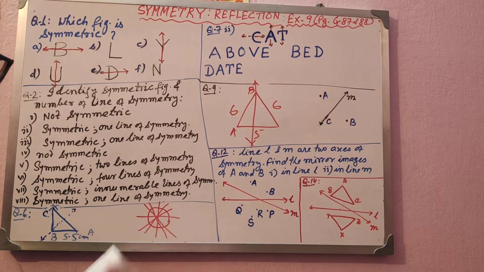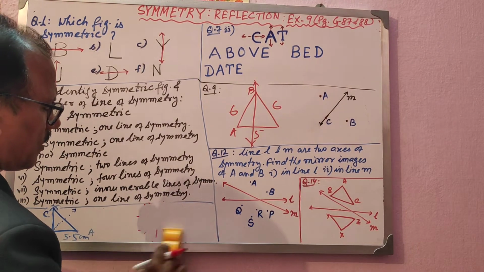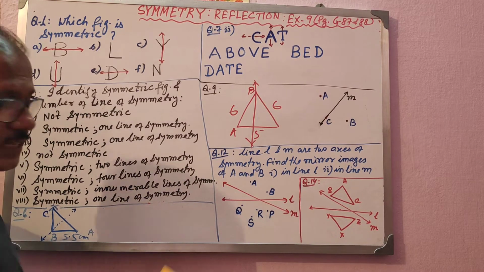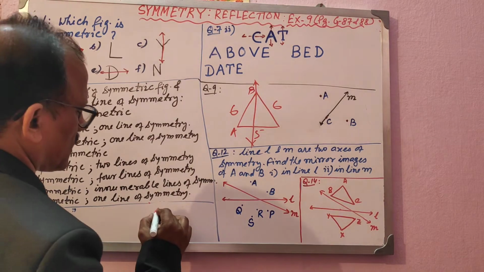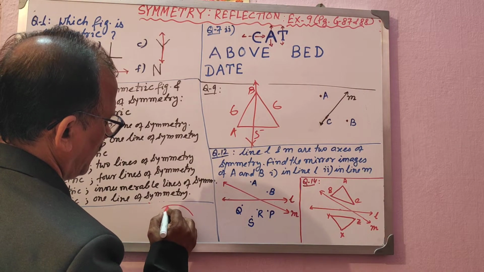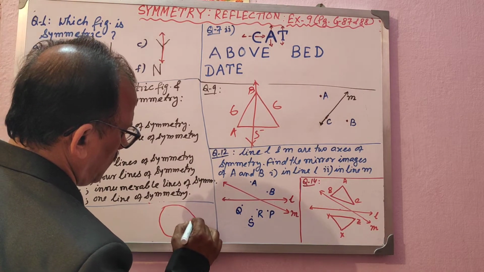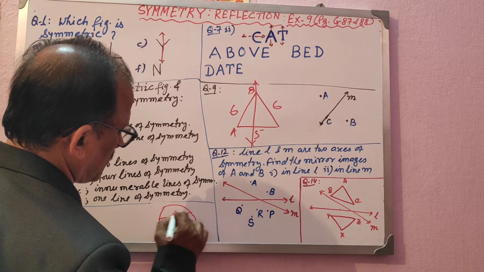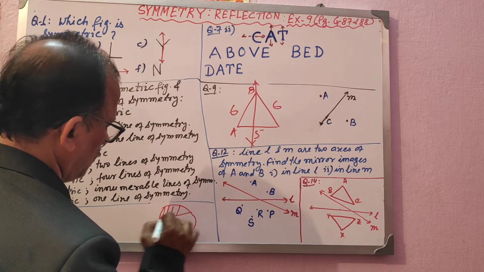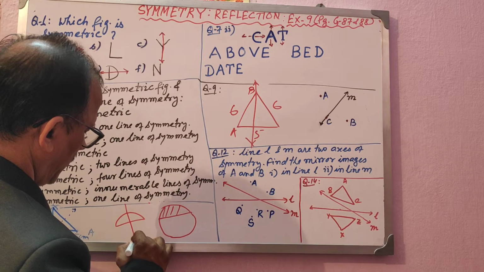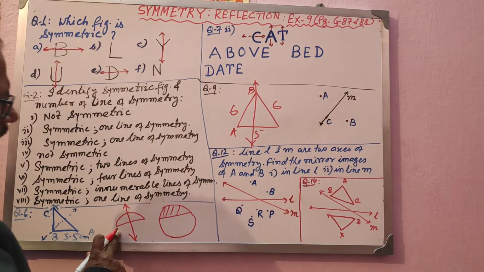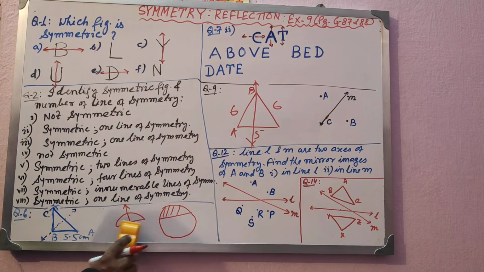A segment of a circle. What does a segment of a circle mean? A circle when it is separated by a chord. Suppose this is the segment. You draw this segment separately. You will have only one line of symmetry, isn't it? So it is symmetric. It will have one line of symmetry. I hope you have got it.